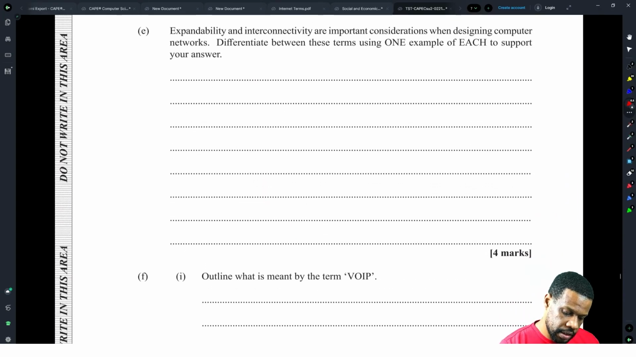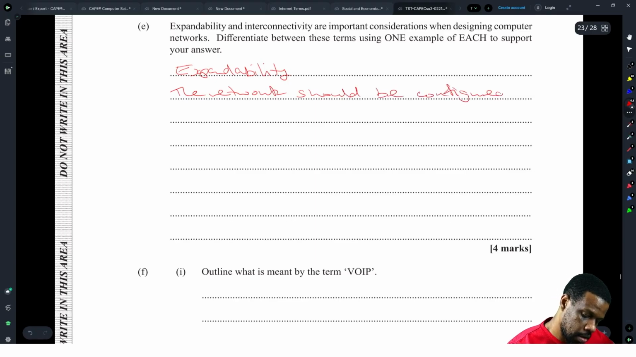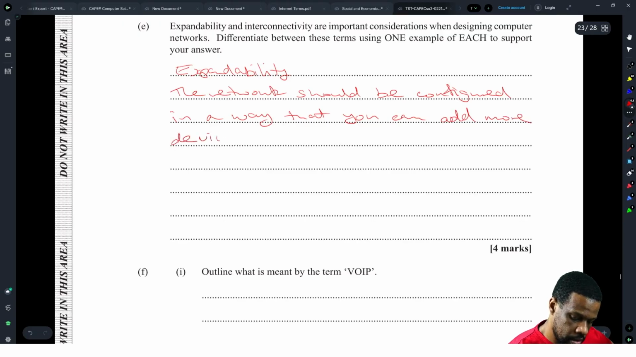Alright, expandability and interconnectivity are important considerations when designing computer networks. Differentiate between these two using one example of each to support your answer. Expandability. The network should be configured in such a way that you can add devices easily. For example, using a star topology.